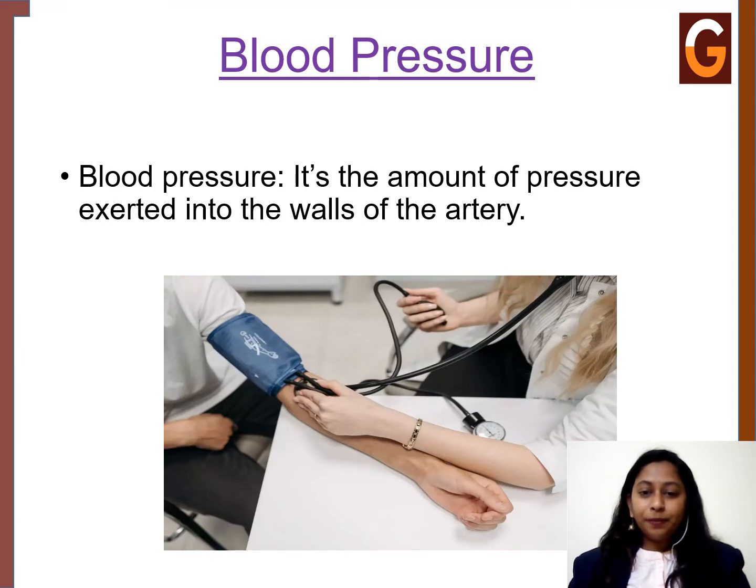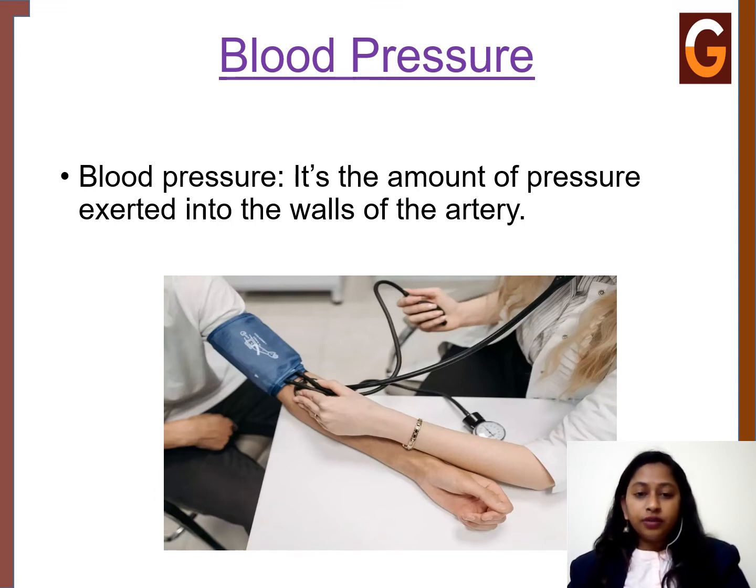Let's now talk about blood pressure. Blood pressure, as we all know, is a very common thing in our day-to-day life. We come across the word blood pressure often. Blood pressure is nothing but the amount of pressure that we are exerting on the walls of the artery. For checking the blood pressure, as we know, we use the cuff. We put it up with a stethoscope, and there will be an electrical one. So both of these can be used to check the blood pressure.